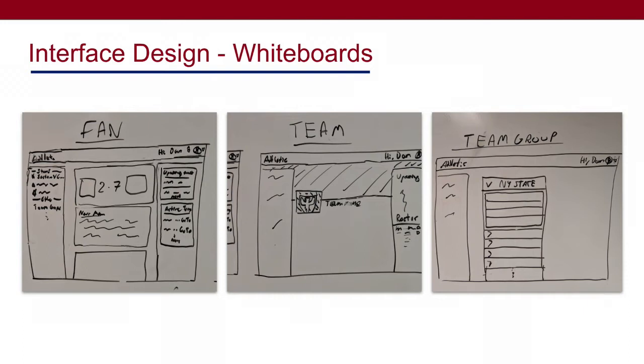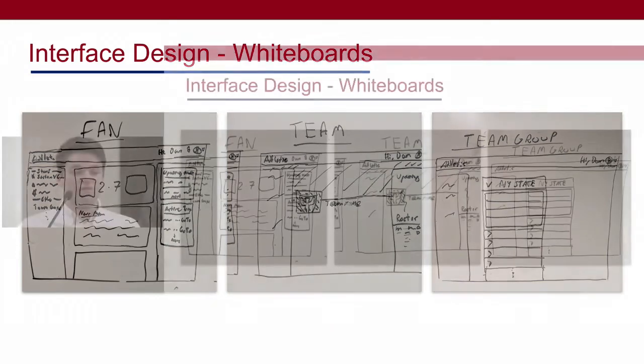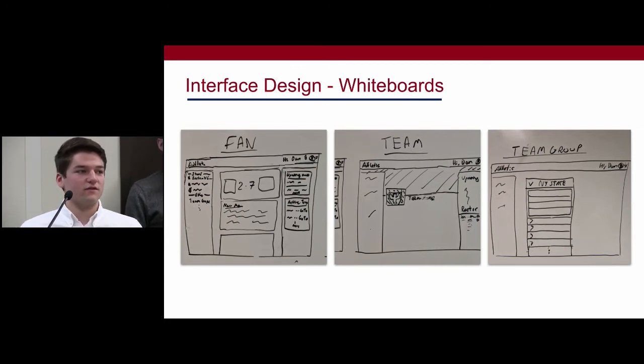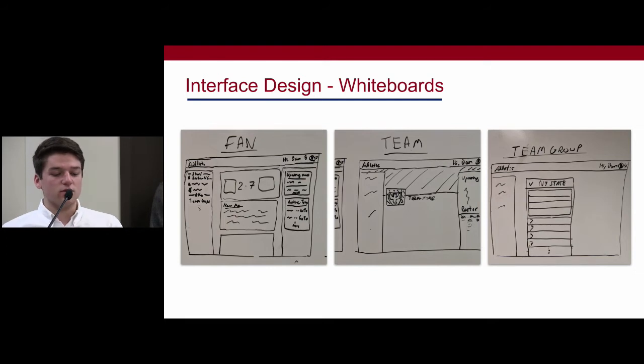So, one of the most important steps at the start of any new project and product is dealing with what features exist. It's deciding how they exist, how users are going to interact with them, and how we as developers are going to arrange them on the screen for users to interact with. So to begin this process, we started with the whiteboard, as most people would, and tried to get a vision for what this product should feel like. We started with fans, teams, and team groups, some of the basic features that the system has.